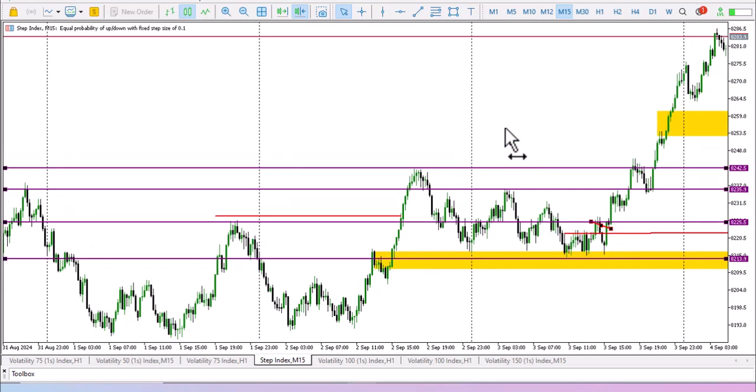So guys, this is what I wanted to show you on entries that you should be using on volatility indices, and this is step index.